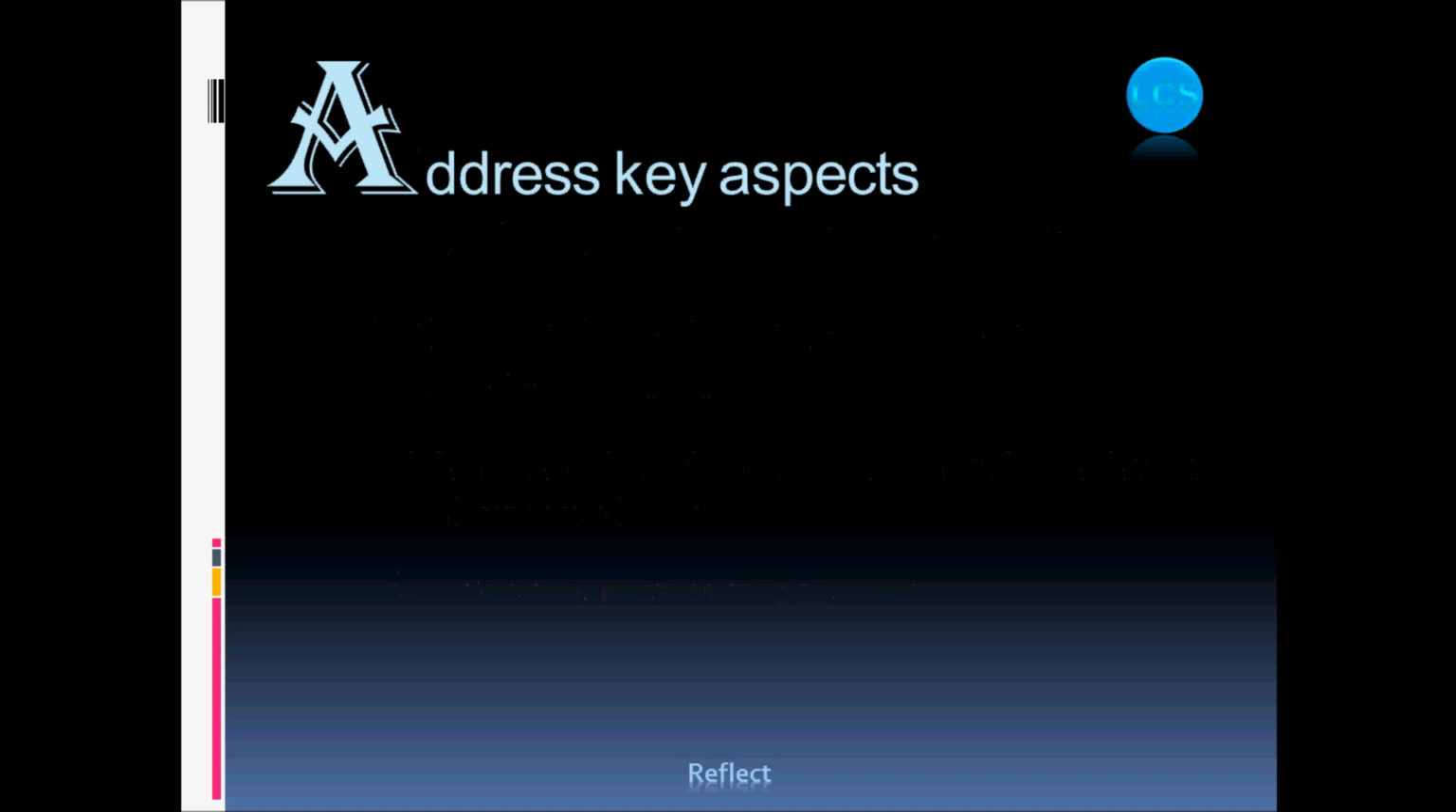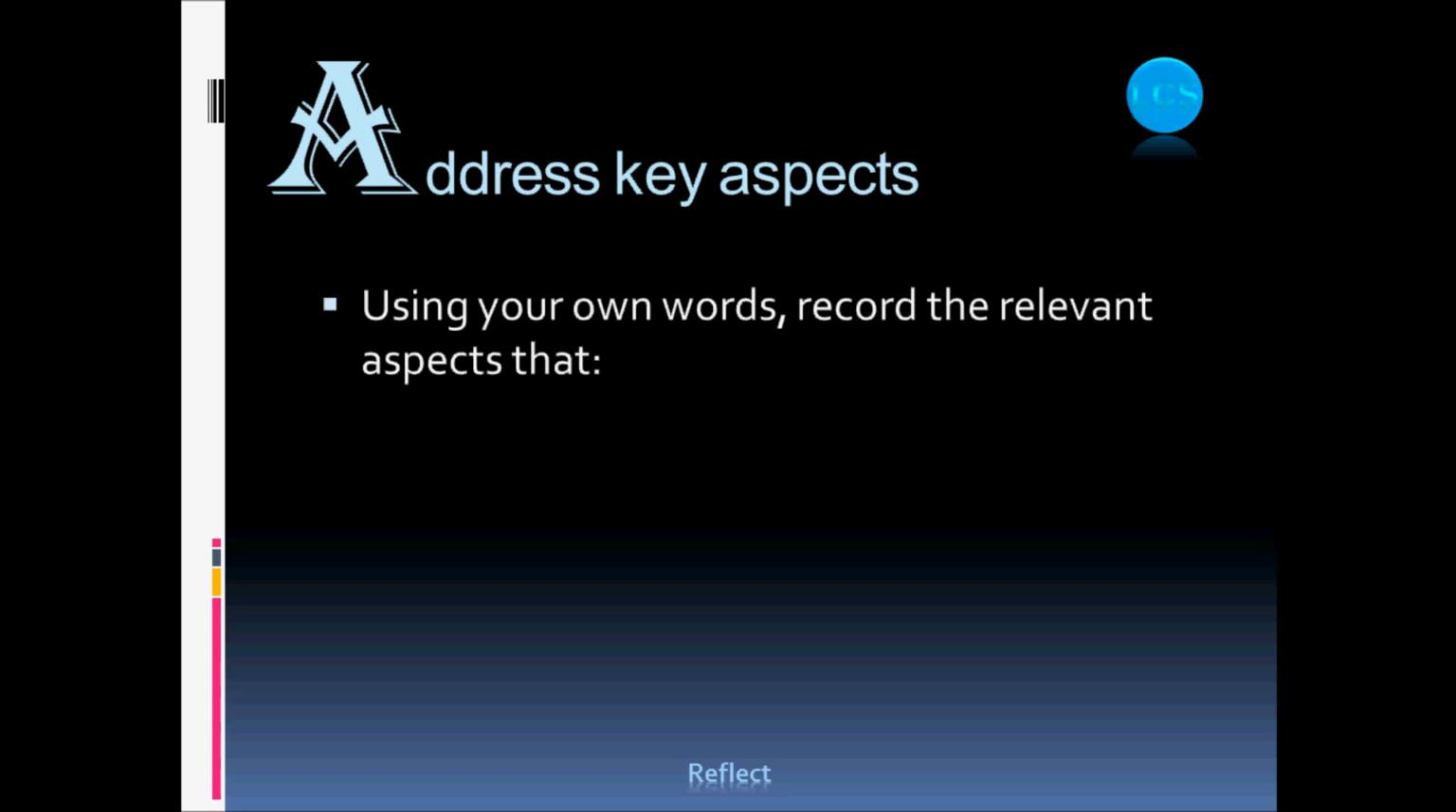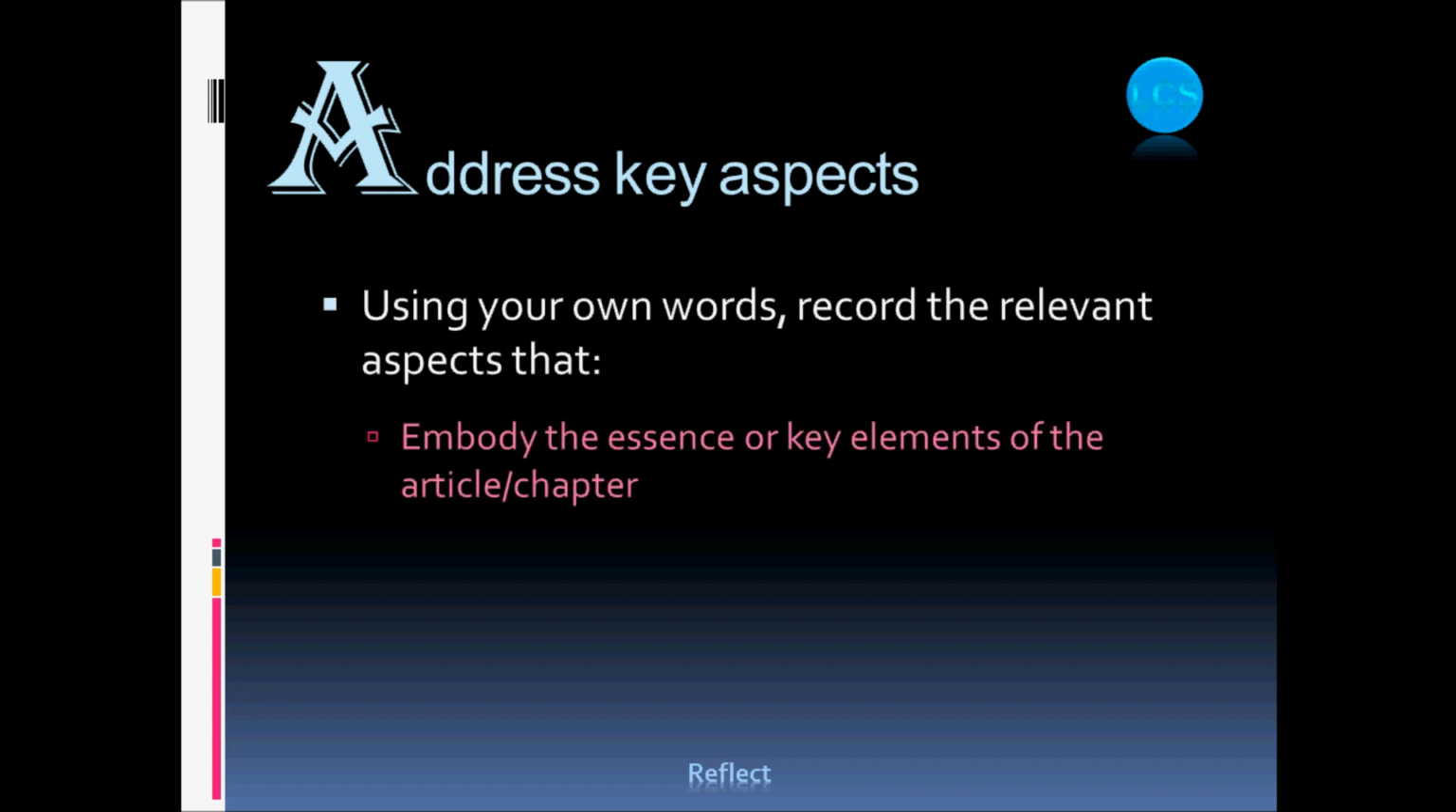The next step is to address the key aspects. So you've top and tailed and you've done a scan read, and now you've started to address the detail of the article or chapter that you need to summarize. So, using your own words, and this is the important bit, your own words, record the relevant aspects that embody the essence or key elements of that article or chapter.